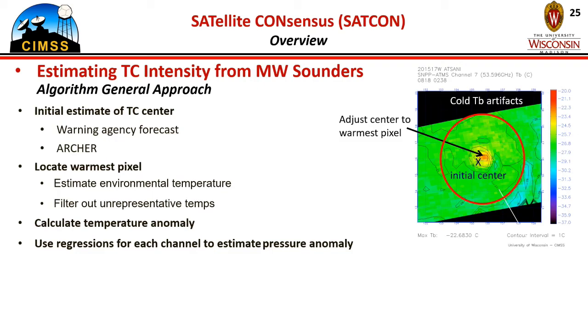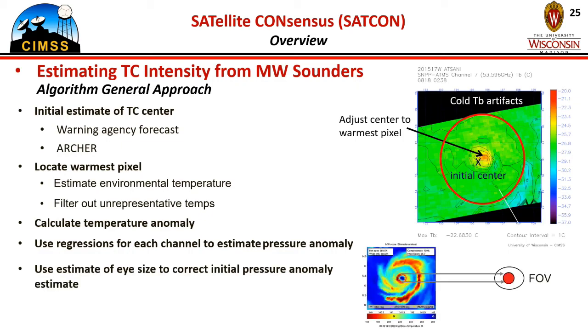Regression equations for each channel are used to estimate the pressure anomalies based upon this temperature signature, and the eye size estimate can adjust these values if there is an eye. Okay. Finally, the estimate for maximum wind speed value is based upon the pressure anomaly and other parameters that go into this regression equation.